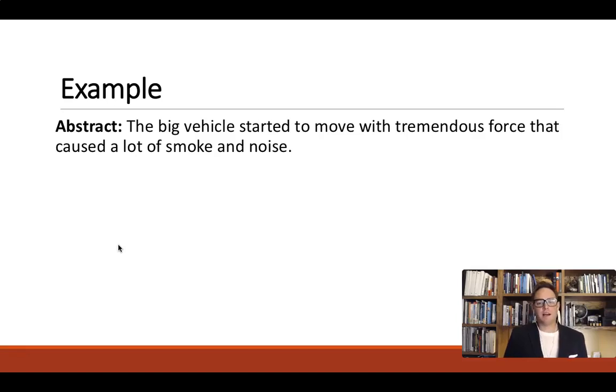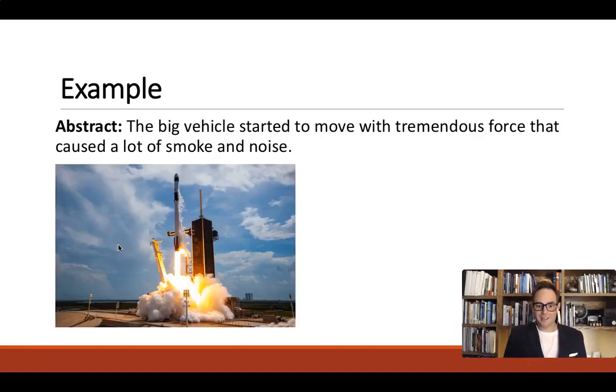So abstract. So here is a statement that is very abstract. The big vehicle started to move with tremendous force that caused a lot of smoke and noise. So what comes to mind when you hear that statement? The big vehicle started to move with tremendous force that caused a lot of smoke and noise. Well, I don't know about you, but I wasn't thinking about SpaceX, the Dragon rocket that just launched 2 astronauts into space at the beginning of the year. I think it was in the beginning of the year.